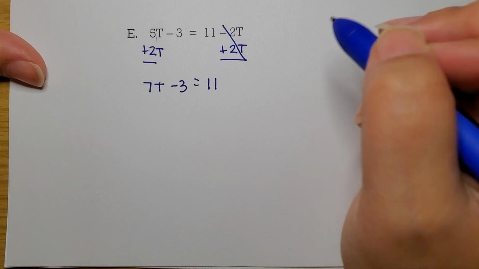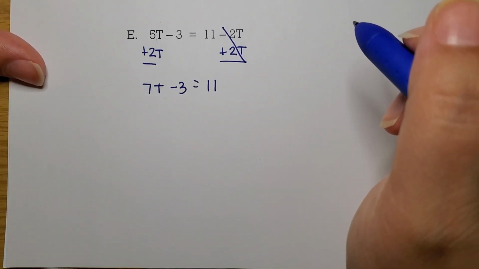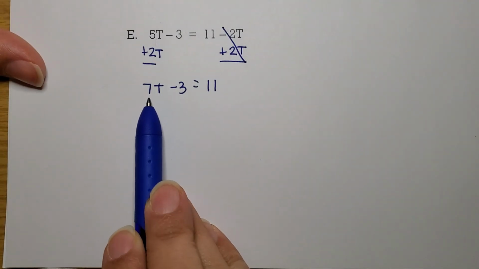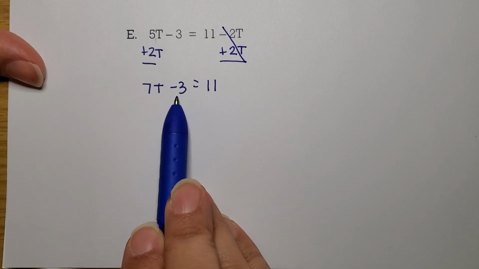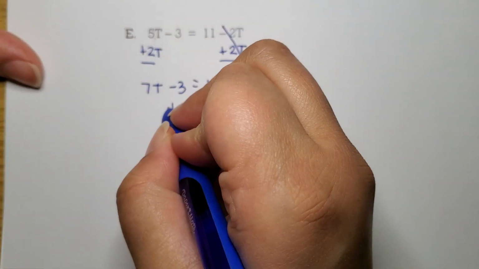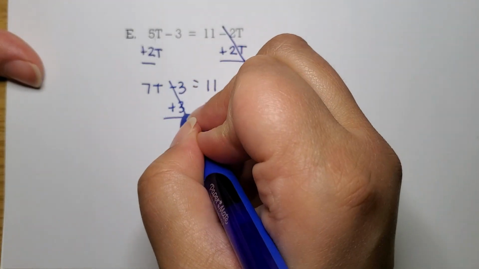Okay. Just like with those fractions problems, making sure to breathe every step of the way. Now I have t on the left and just a number on the right. So I want to move this just a number. Since it's subtracting 3, I'm going to add 3 to both sides. Gets rid of it.